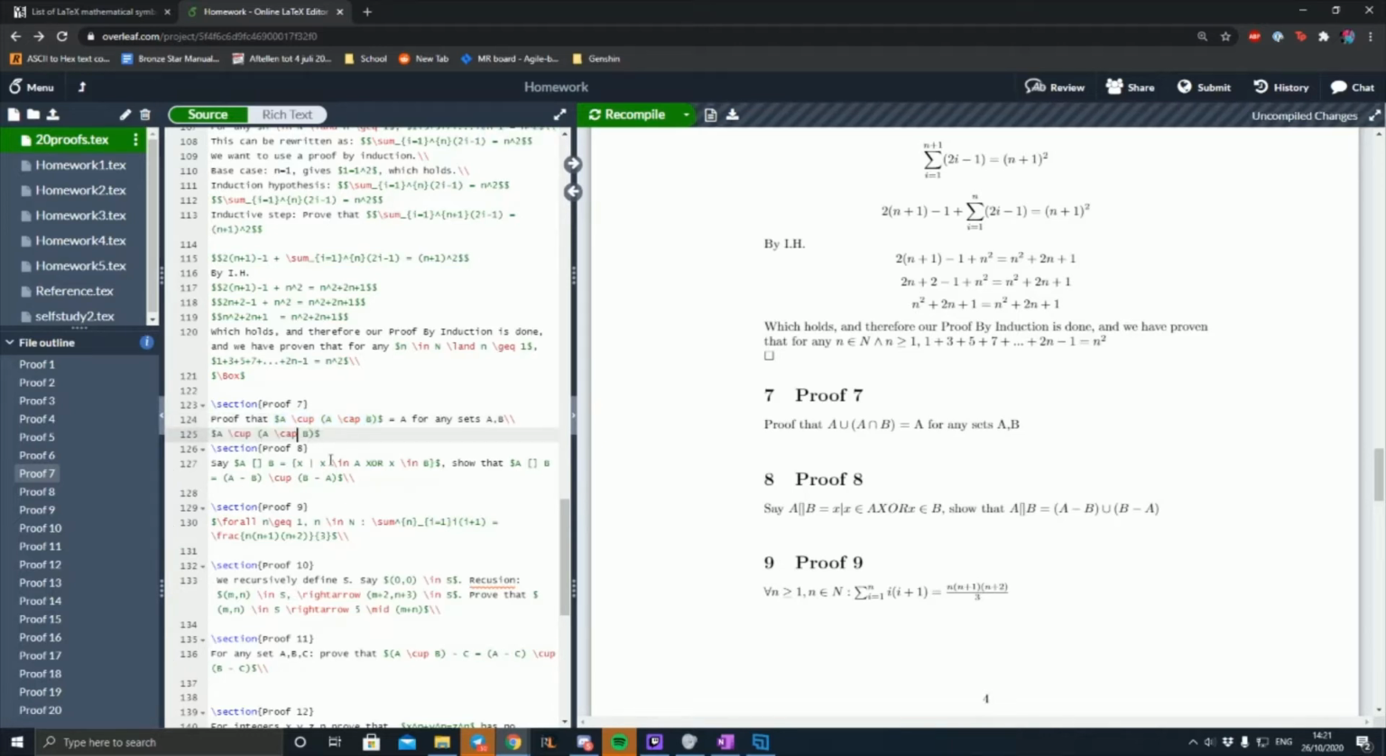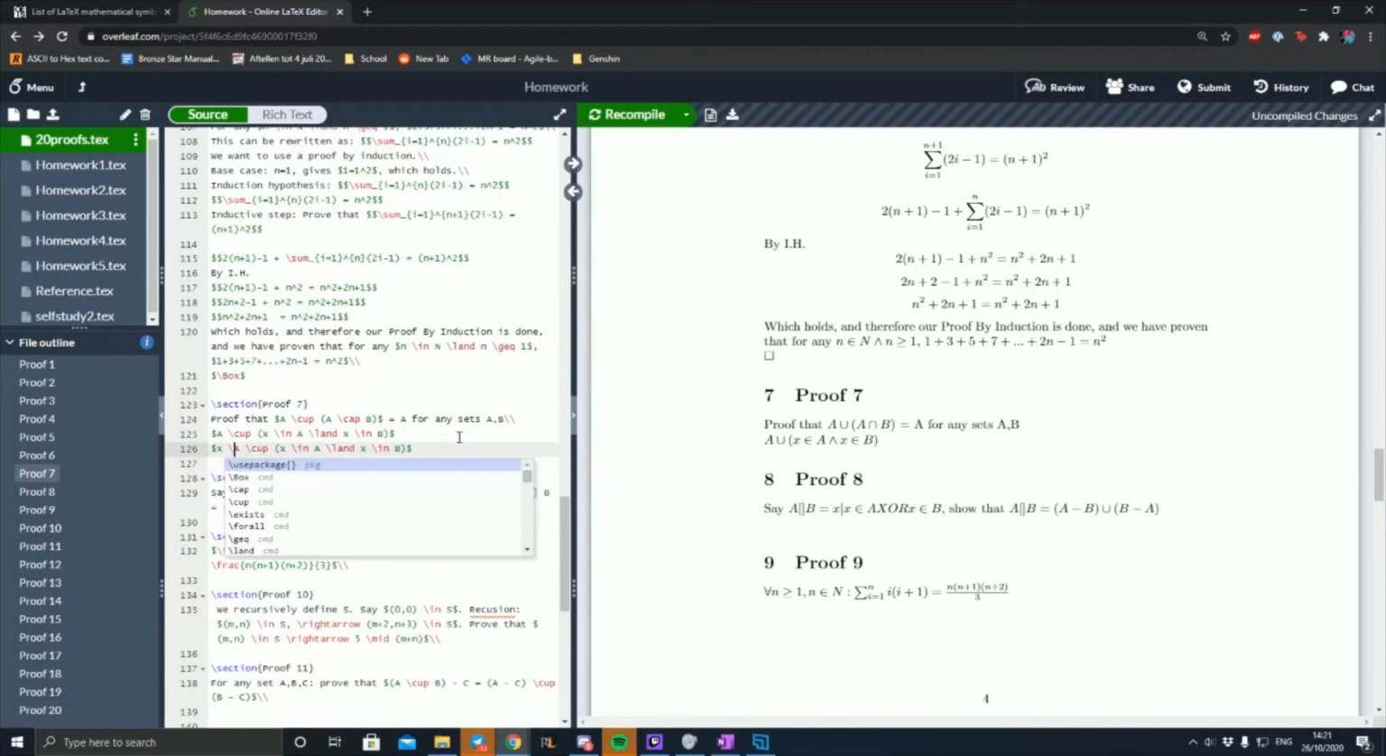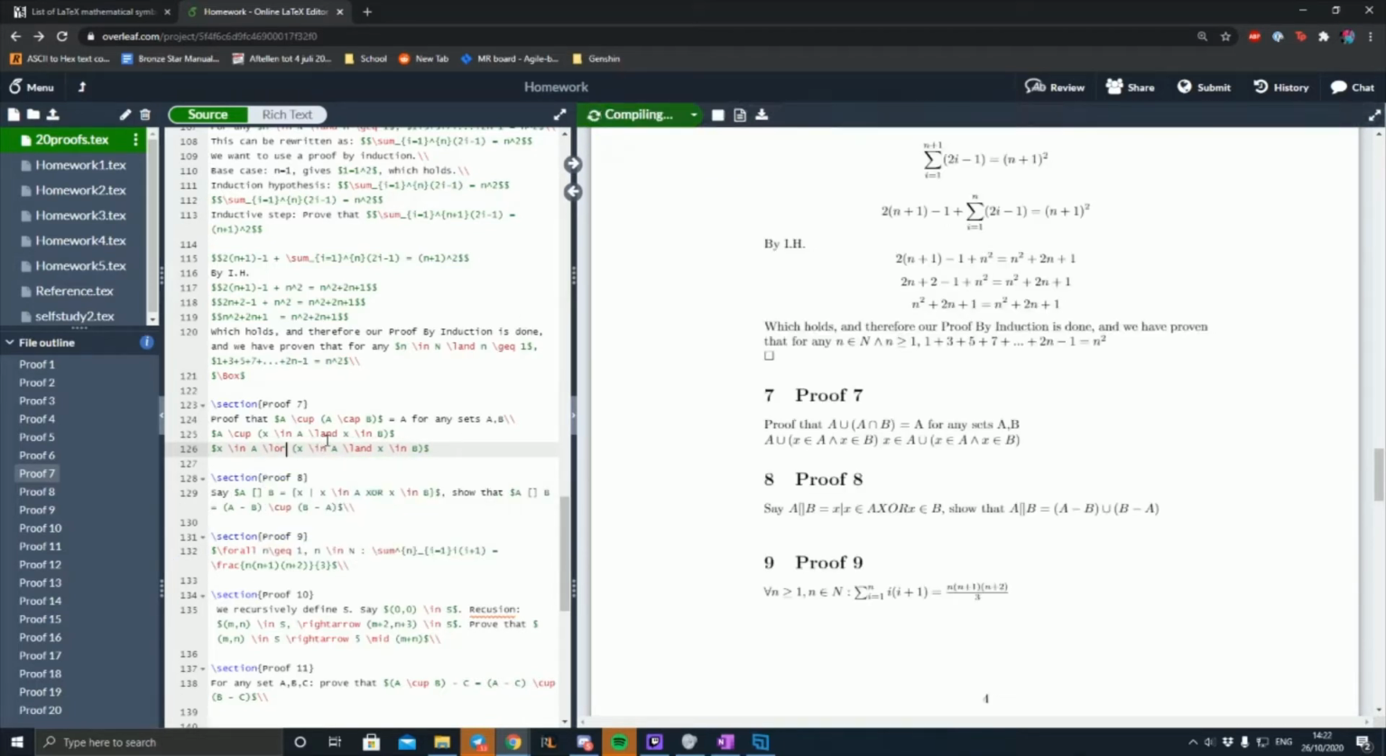The intersection of A and B is the same as saying all x for which x is in A, and here we use logical and, x is in B. So we want everything that is both in A and in B. And then the same thing goes for the union. So this is saying every element x in A, or the element x in B.